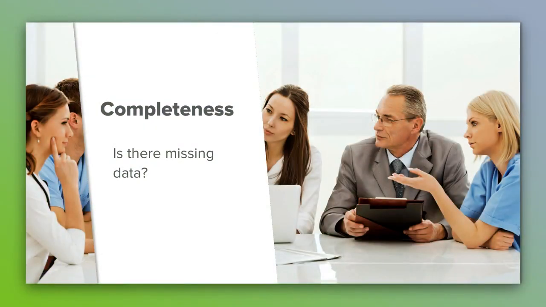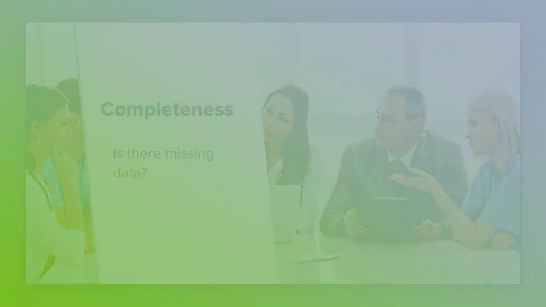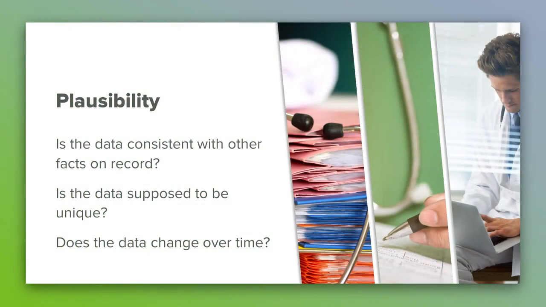Another underlying concept is completeness. We check to ensure that our data is present and we don't have missing data where we don't expect missing data. Finally, plausibility: does the data make sense? You're checking whether it is consistent with our other facts on record. Plausibility would be things like, do we expect data to be unique and not changing over time, like biologic sex? Or is it something that we would expect to change over time, like age? And age is something we would expect to change consistently, while a person's weight might be changing unpredictably over time.